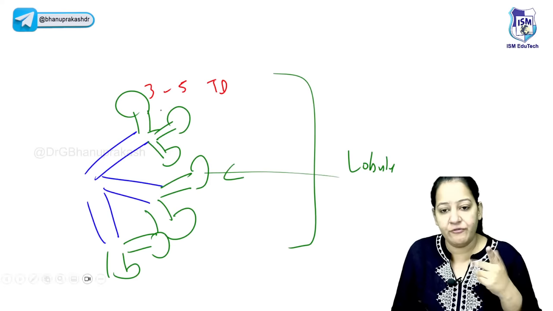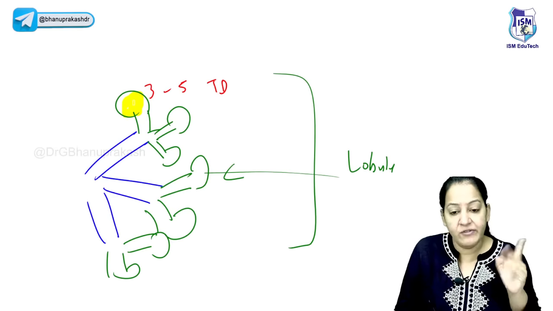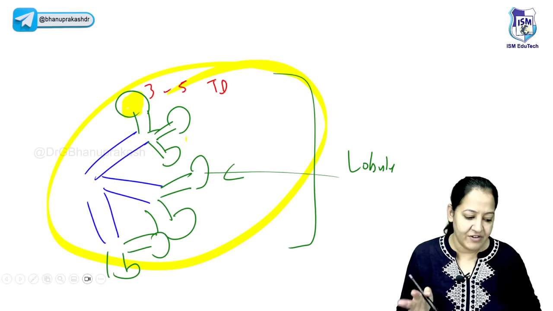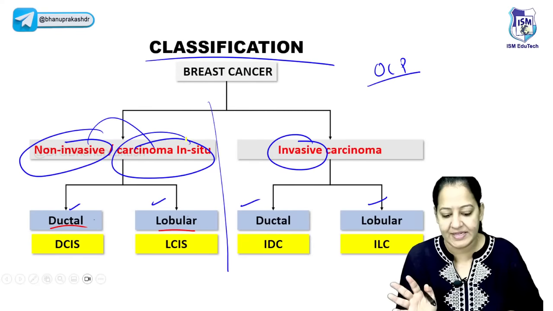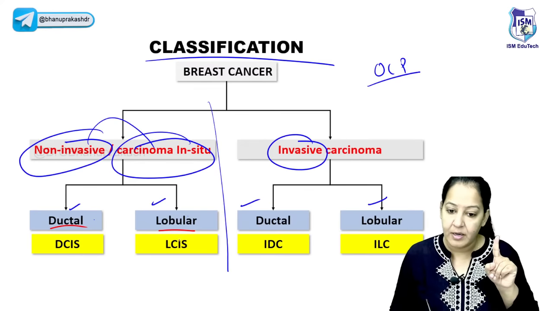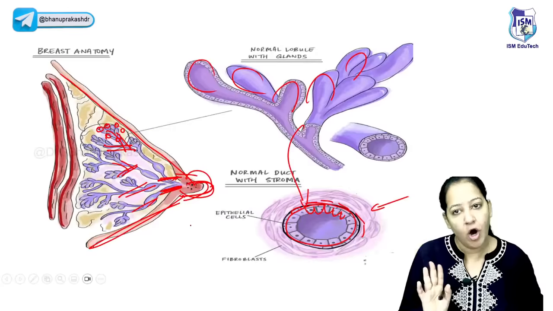One ductule is one ductule. If you ask, ma'am, where is one ductule? I will say this one. This is one of the ductules. If you ask, where is one lobule? I will say this complete one is one lobule. So please understand the difference between the ductule and the lobule. Then it's easy for you to understand. How many of you got it? What is a ductule? What is a lobule? A ductule is one, but a lobule is a collection of ductules. 3 to 5 terminal ducts constitute one lobule. How many of you got it?